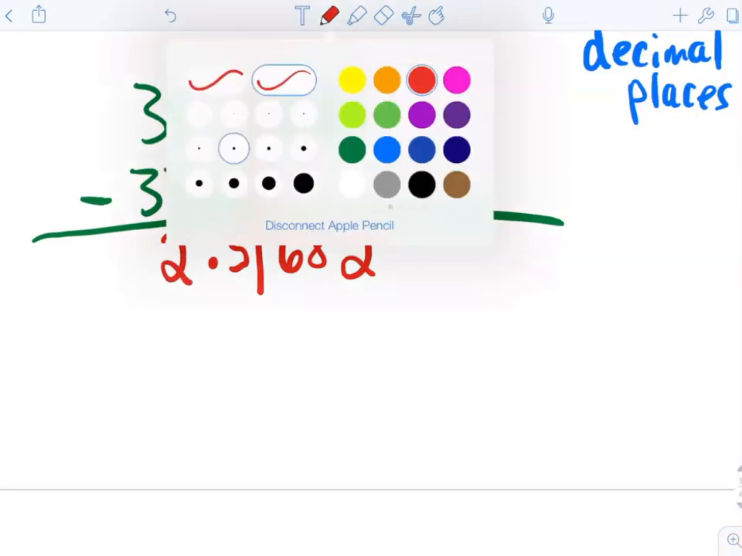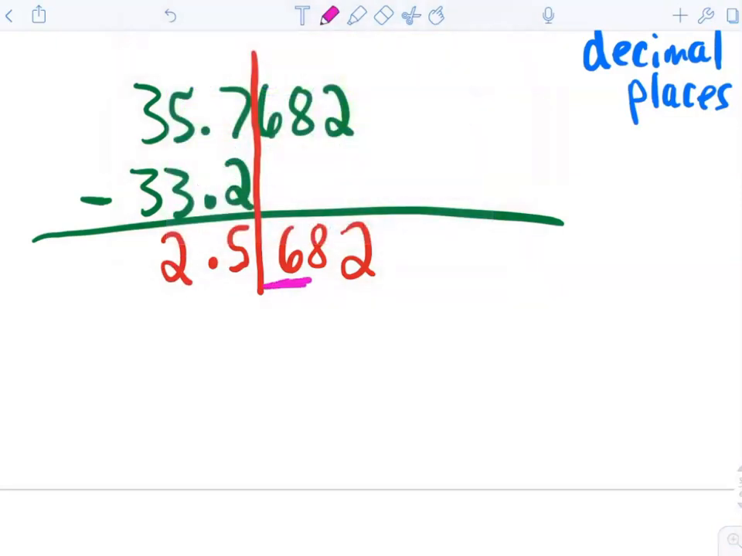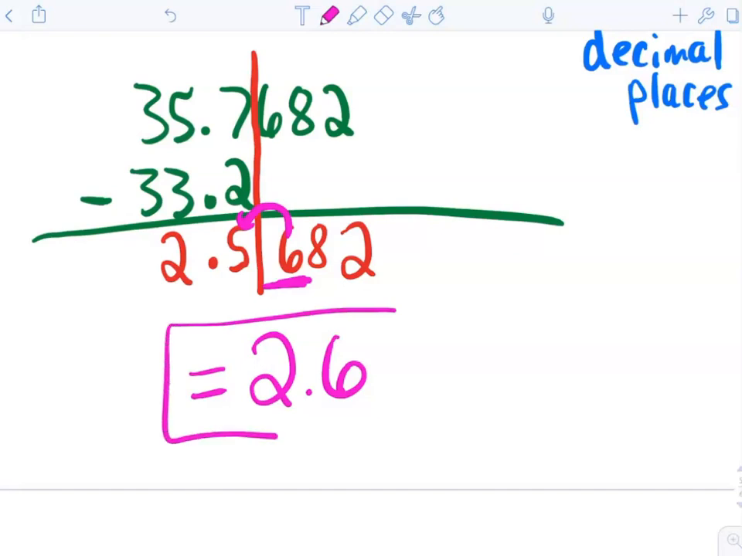Now, I look to the right of my line. I see that this is a 6. That means I have to round up the digit on the other side of the line. So I'm going to be left with 2.6 as my final answer. And that is it for this video on using our significant figures in our math calculations.